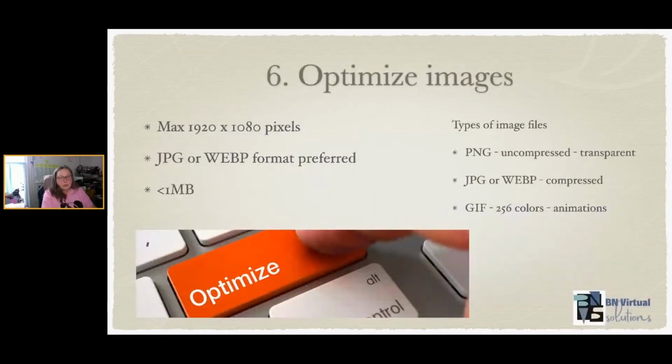Number 6, optimize your images. Your images should be no bigger than 1920 by 1080 pixels. A JPEG or a WebP format is preferred, and they should definitely be no bigger than 1 megabyte in size. The other type of image file is PNGs. They're uncompressed images, and they are preferable if you have an image with a transparent background. Compressed image types are the JPEGs or the WebP that we talked about.